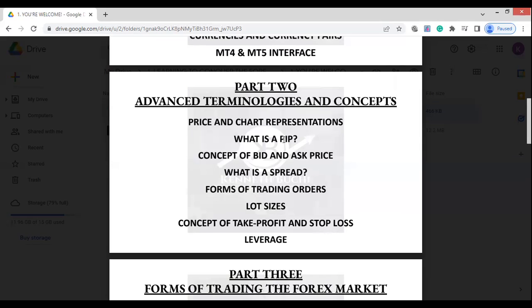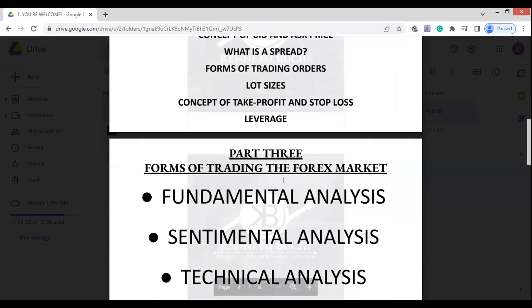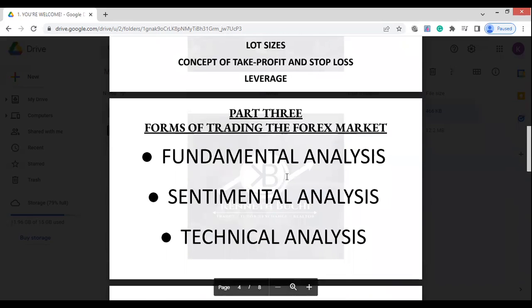Now the advanced terminologies and concepts, I know the words might be looking like jargon for now, but believe you me, you get to understand all this as we go further into the course. Every single thing is broken down properly for you in the course, and you're going to learn every single thing like you're learning ABC. I promise you that.